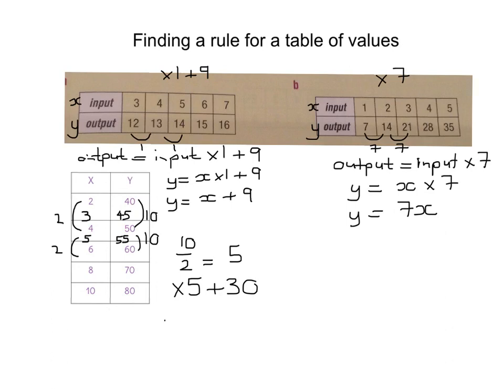So my output, y, is going to be equal to x times 5 plus 30. And then I'm going to rewrite that so it's written algebraically in the right format. So 5x plus 30.